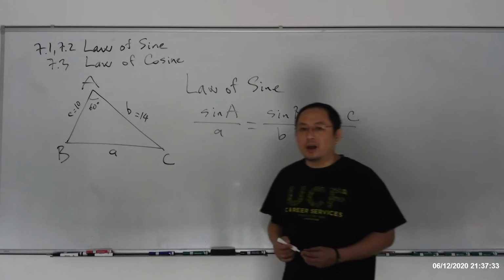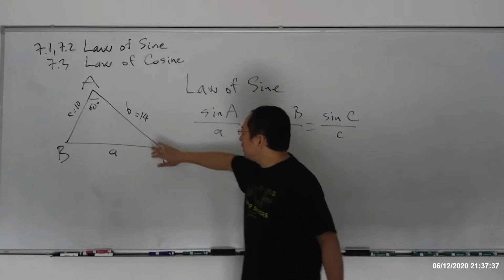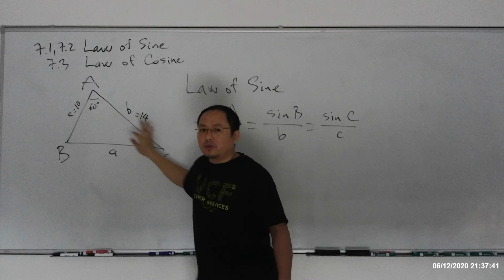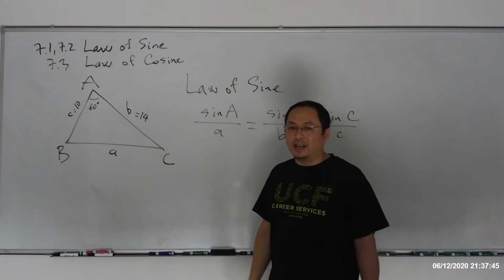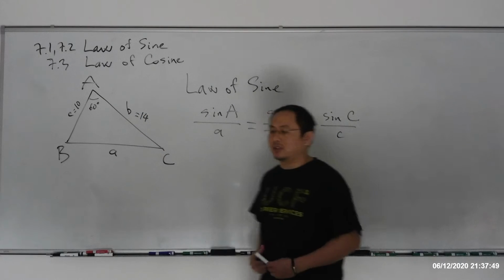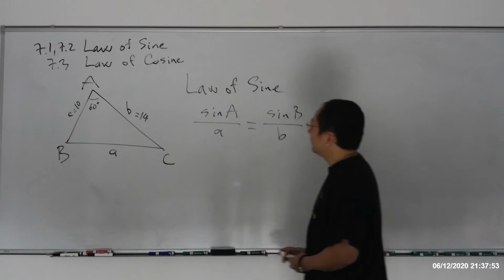Oh, one more thing, by the way. This is a pretty popular identity that you should know. The sum of the three angles of a triangle is always equal to 180 degrees, in other words, pi. So if you know two angles, you obviously know the third one. So I know the angle A, right?